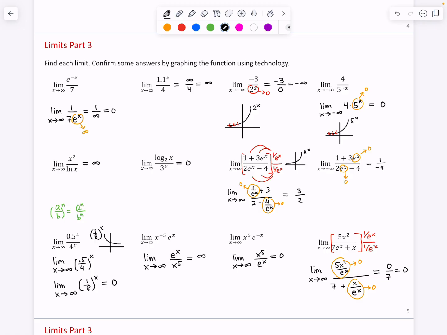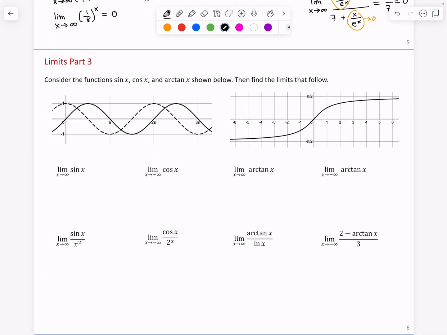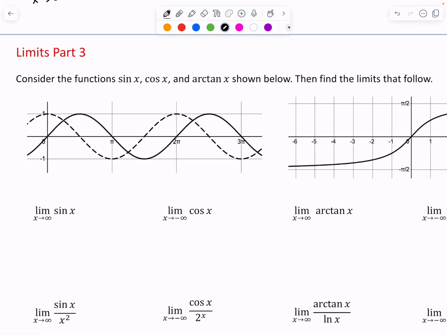Okay, let's go to the final page. Consider the functions sine of x, cosine of x, and arctangent of x shown below. Then find the limits that follow. If you recall from trigonometry, the solid function is sine of x, and the dashed one is cosine of x.